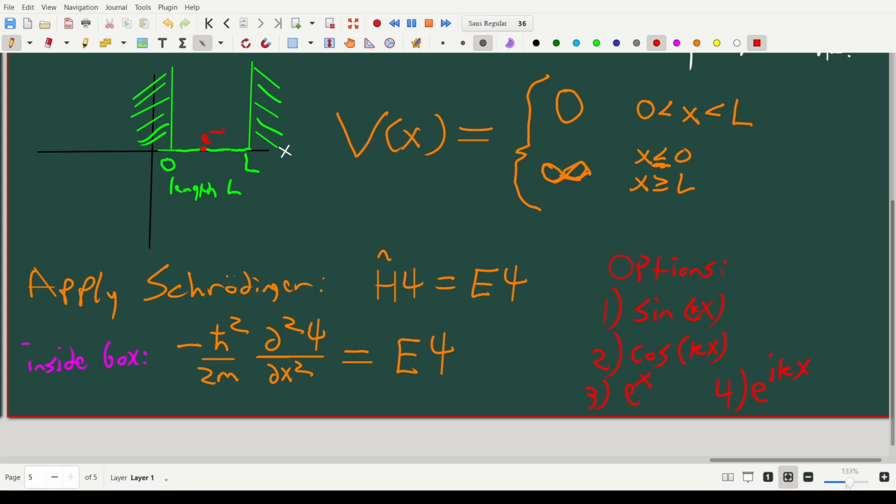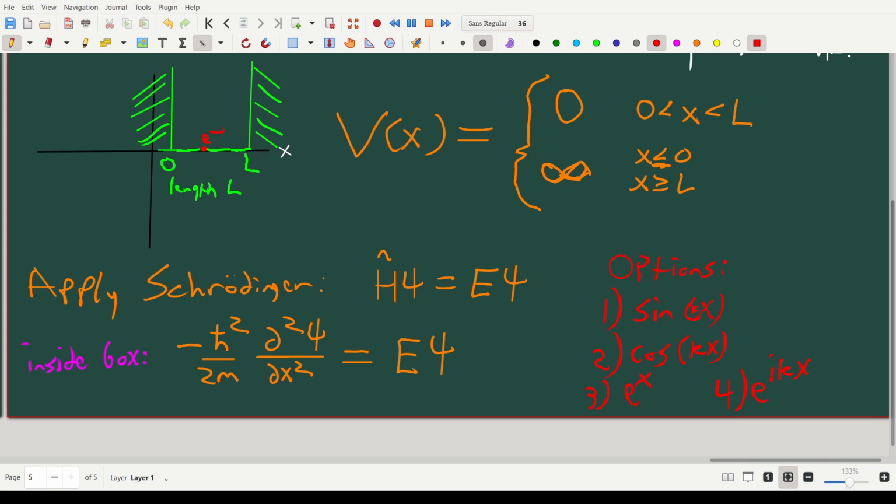What was the other property we need to have for our wave function? What's the number one property our wave function has to satisfy? Continuous and smooth. Well, they're all continuous and smooth. What's the other one though? The big one, the Born interpretation. What was that? The integral has to equal 1 over all space.